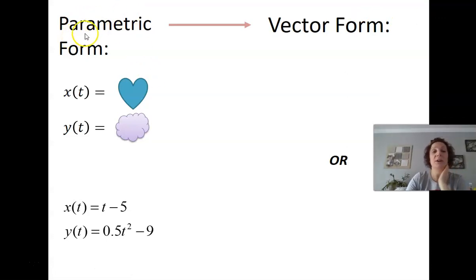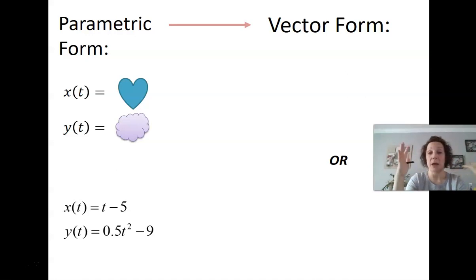Okay. When we talk about parametric form, again, we see two equations, one for x and one for y. When you write a function in vector form, you're doing the exact same thing. You're breaking it into two components, an x component and a y component. So we're saying, okay, here's the horizontal piece of this function and here's the vertical piece of this function. That's really handy in physics, right?